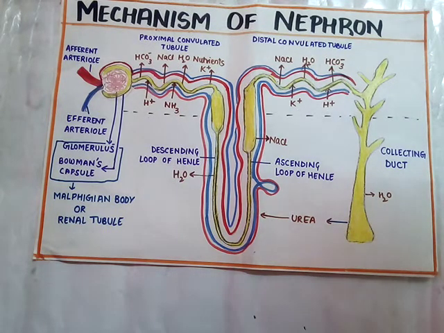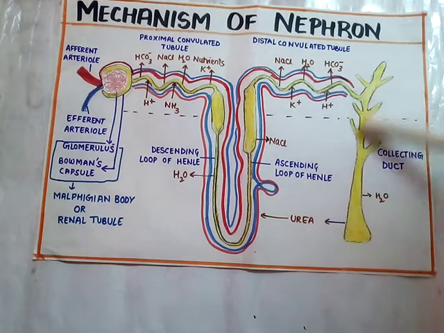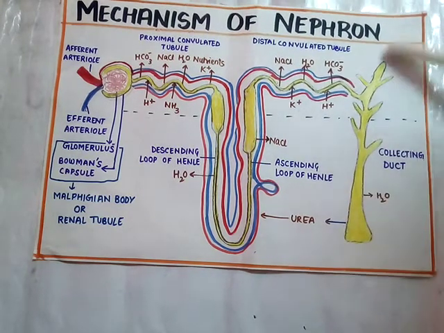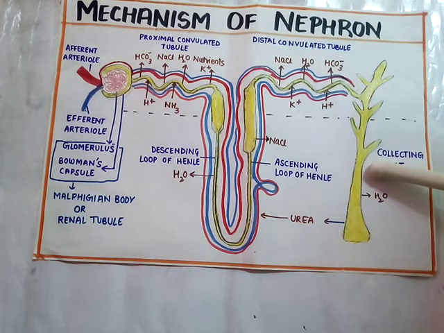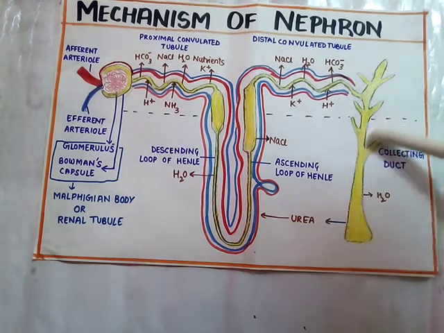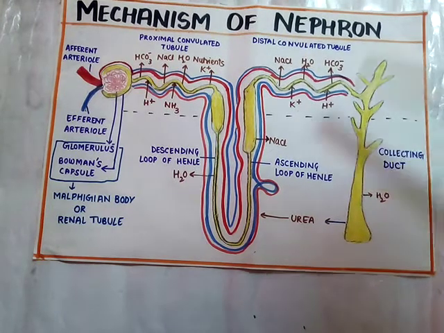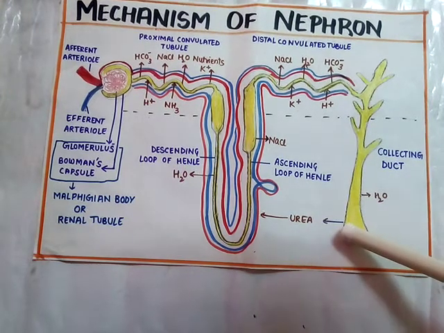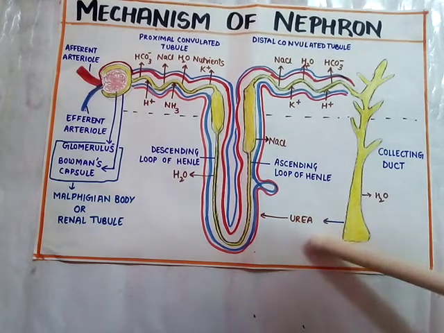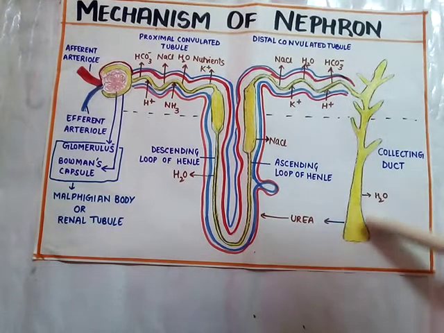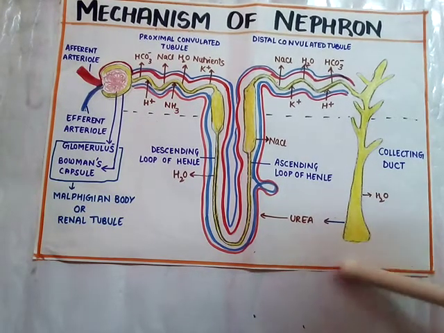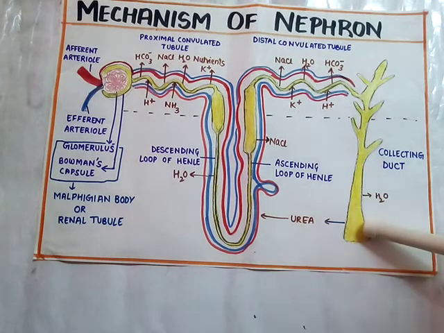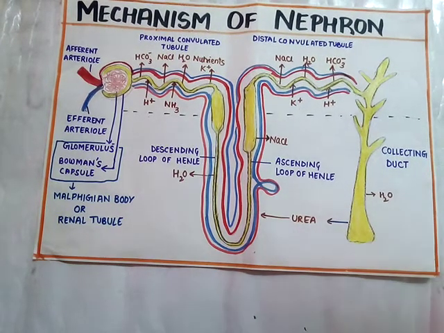Now, it finally opens into the collecting duct. Here, a large amount of water can be reabsorbed from the collecting duct into the blood vessels. A small amount of urea is also reabsorbed into the blood vessels. So, the urine produced here is very concentrated. The urine finally goes to the ureters, then to the urinary bladder, then to the urethra, and then to the outer surface of the body.